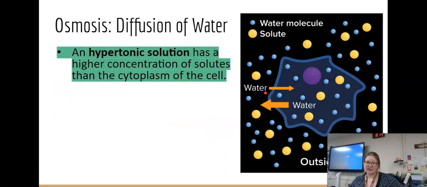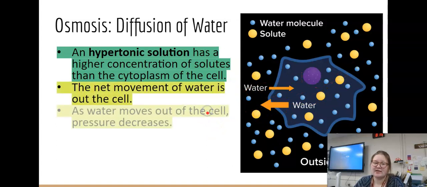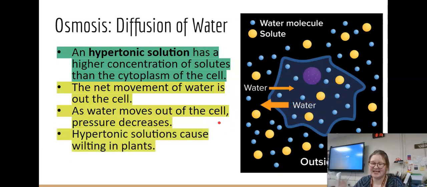So a hypertonic solution is the opposite. Remember, think of hyper as a lot. So too much solute, more solute. It has a higher concentration of solutes than the cytoplasm of the cell, which means water is going to leave the cell to even it out. There is still some water going in because it's constantly going back and forth, but more water is leaving the cell than coming in. As that happens, pressure decreases and it can shrivel.